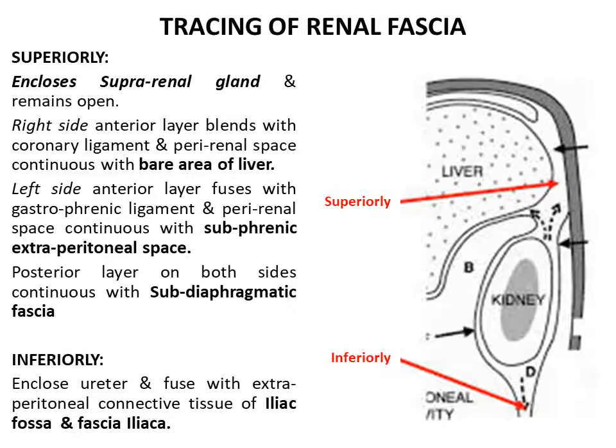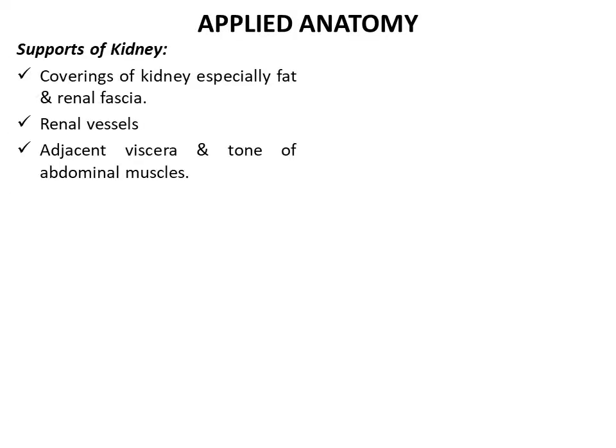Inferiorly, the two layers do not fuse, they enclose the ureter and then become continuous with the extraperitoneal connective tissue of the iliac fossa, and the posterior layer becomes continuous with the fascia iliaca. The supports of the kidney. They are mainly provided by the coverings or the capsules of the kidney, especially the renal fascia and the two layers of fat, that is the perirenal and pararenal fat, the renal vessels, and the pressure exerted by the neighboring or adjacent viscera, which is further maintained by the tone of the abdominal muscles.